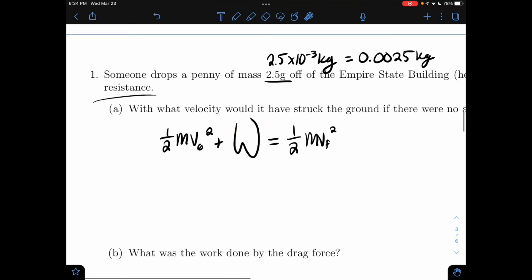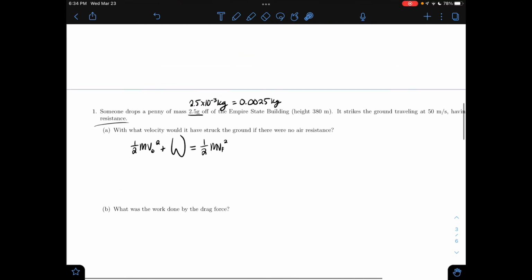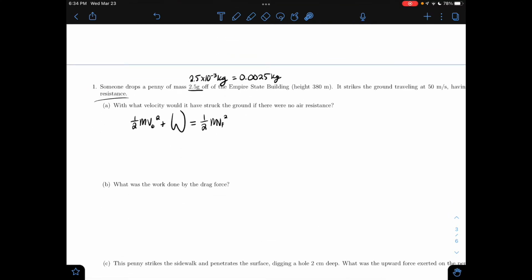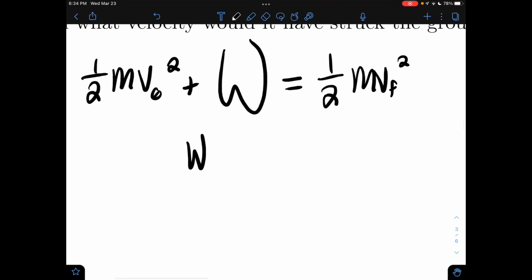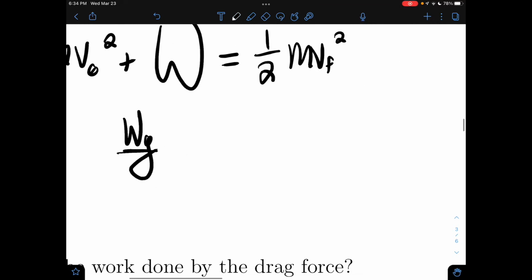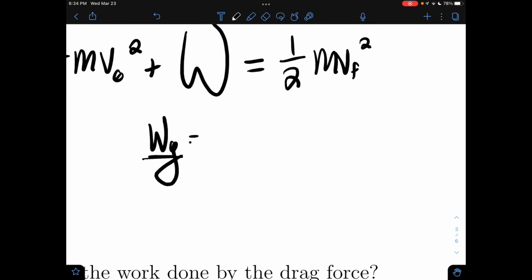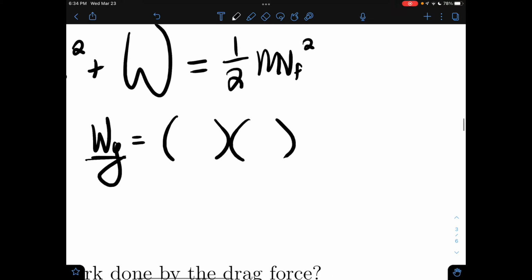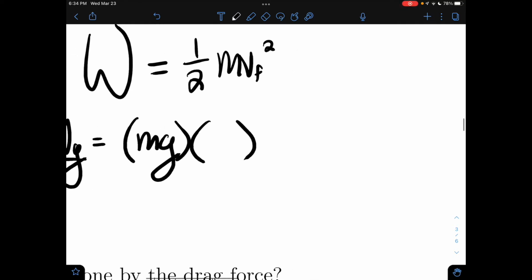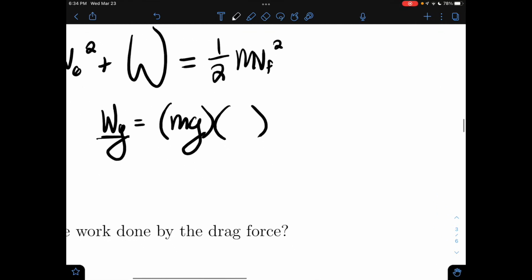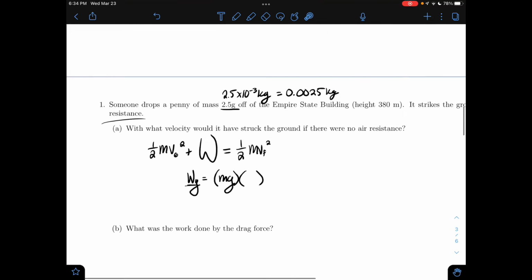Well, the work is caused by forces acting on the penny. While it's falling, we already said we're neglecting air resistance, so the only force acting on our penny is gravity. So the only thing we have to worry about is our work from gravity. Right? And we said our work is going to be force times distance. Our force due to gravity is mg, and our distance is whatever distance we travel in that direction.